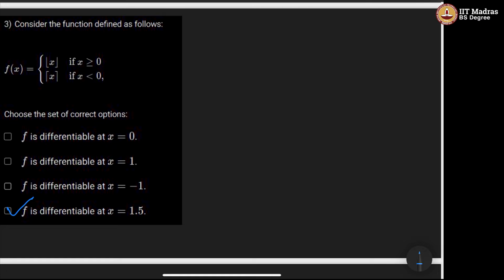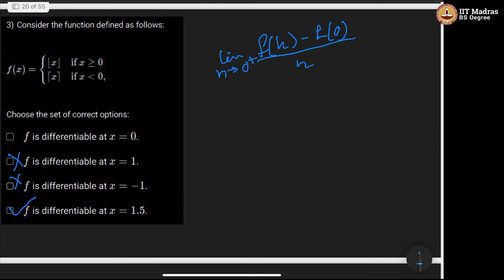We will check at 0. Limit h tending to 0, we will directly check the differentiability. We know the definition: because we are checking at 0, this will be f(h), which is h plus 0, so it is again h. We'll check the limit from 0 plus and the limit from 0 minus, right? So let us check the right limit first.